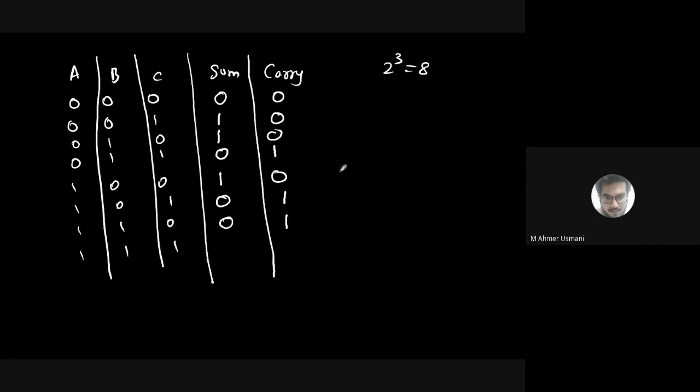What about this case now? 1 plus 1 plus 1 is nothing but 3. 3 in binary is represented as 1 1. So what will be the sum? What will be the carry? 1 and 1. Is that clear? Yes, sir.